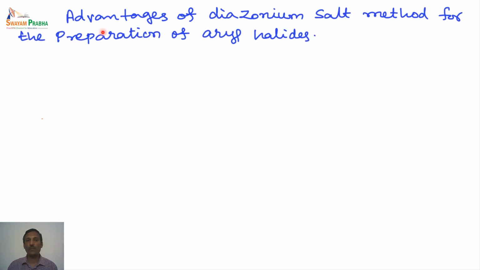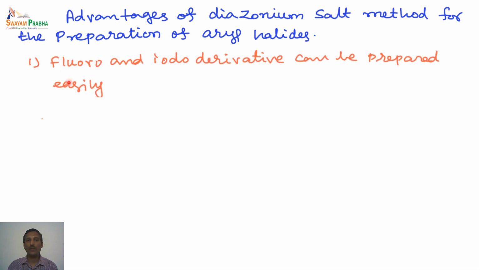Now let us look at the major advantages of the diazonium salt method. As I mentioned, the fluoro and iodo derivatives can be prepared very easily. So this is a better method than the direct iodination where we use oxidizing agents. Because even if we use oxidizing agents for the preparation of iodobenzene, the reaction requires a Lewis acid. In other words, dry conditions are still required for that particular reaction. So that is the major limitation. Whereas in the diazonium salt route, we don't have to follow extremely dry conditions.